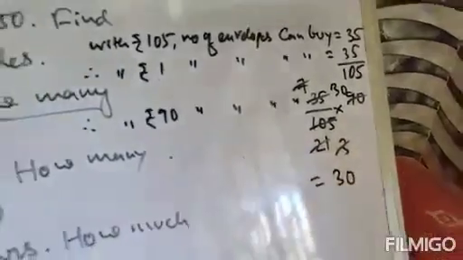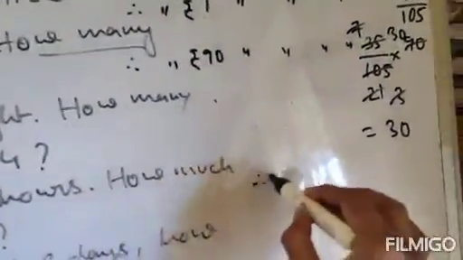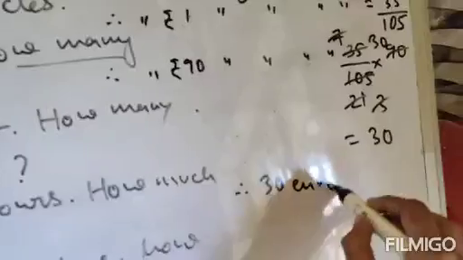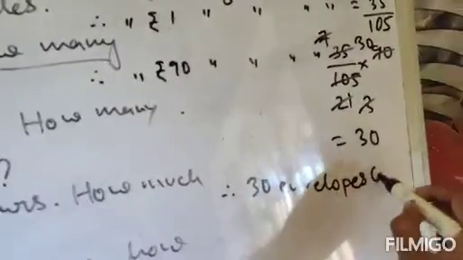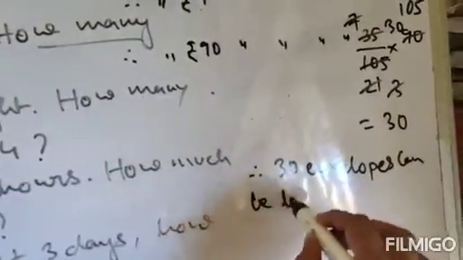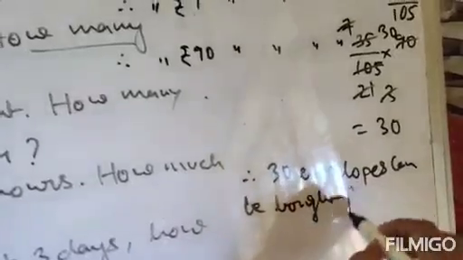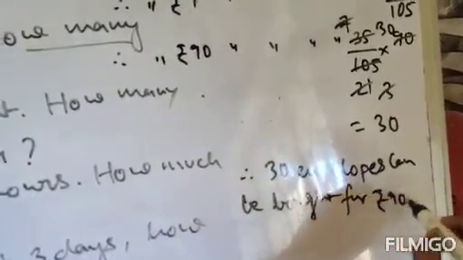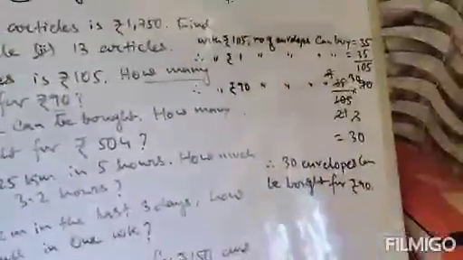Therefore, you can buy 30 envelopes. So just write 30 envelopes can be bought for rupees 90. That is the answer.